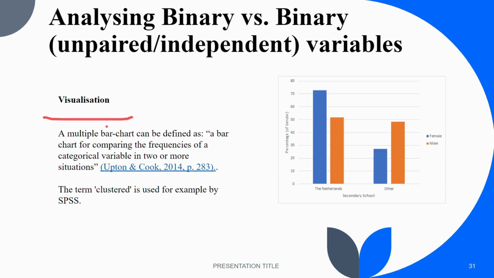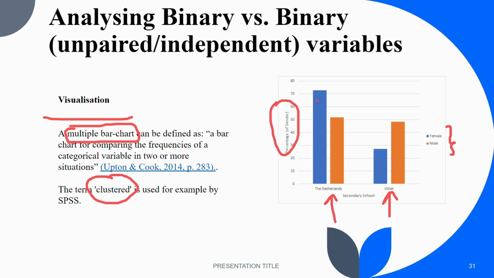The visualization is a type of multiple bar chart, or a clustered bar chart. You can see that there is a legend, male and female. Female is blue, male is orange, and on the x-axis there is Netherlands and there is other. And here we have the percentage of gender. So we can say that 73% and 27% is the female and this is the male.